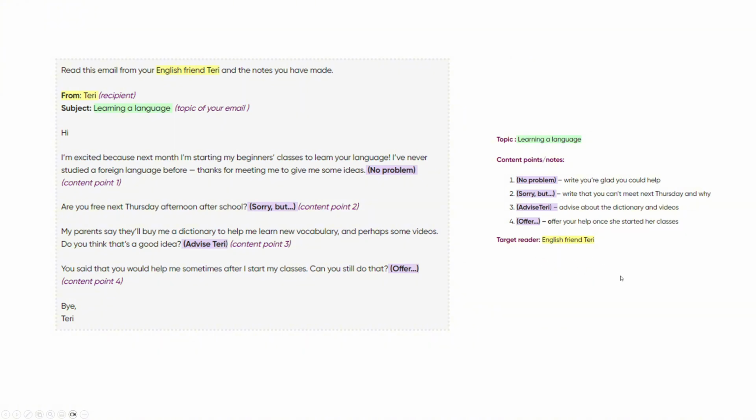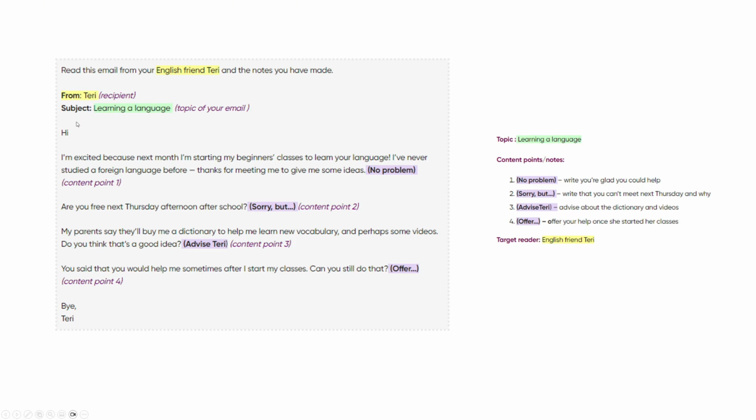to or from. Okay. So you got an email from Terry, then you will be sending an email to Terry as a reply. That will be your target reader, who is responding, because the question asks, read this email from your English friend Terry and the notes that you have made. So it means that you will be replying to Terry.